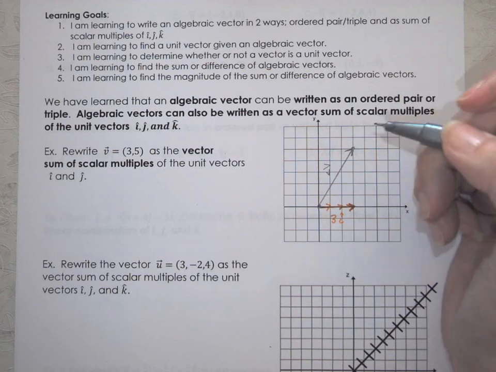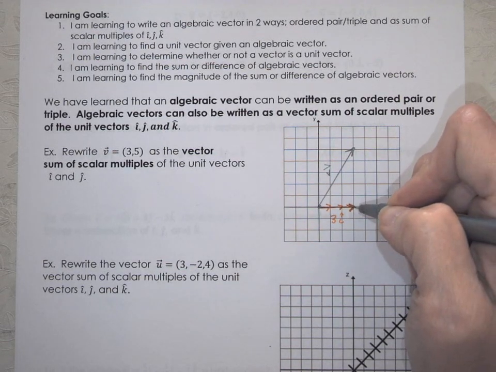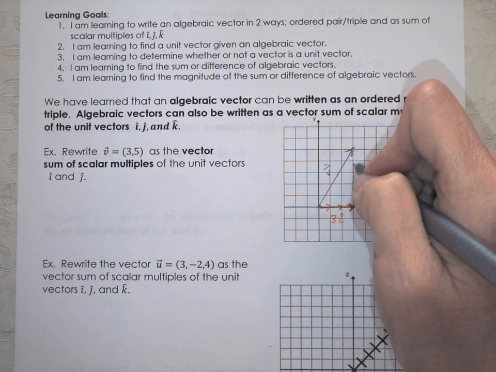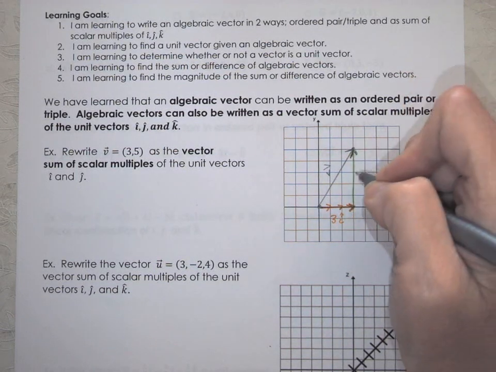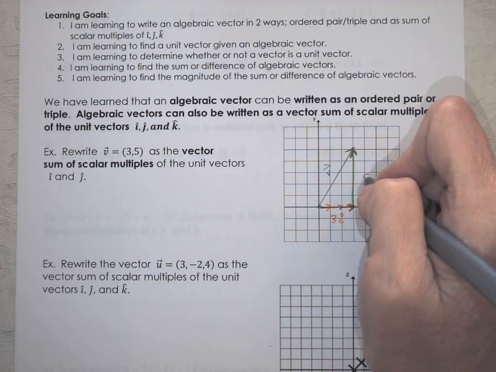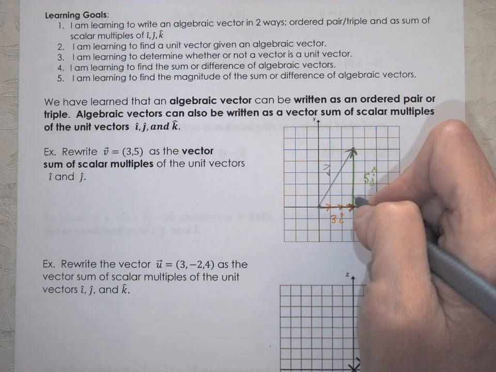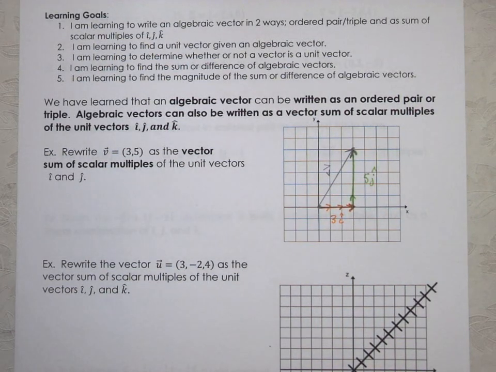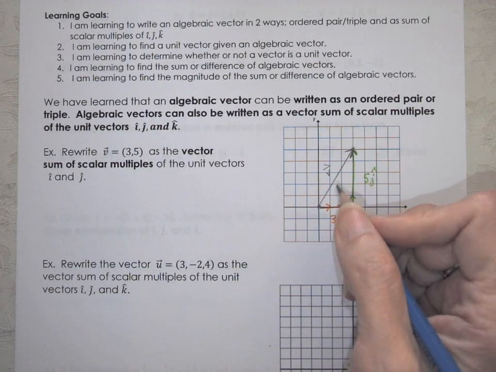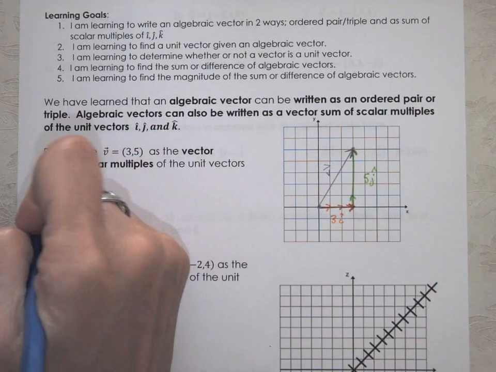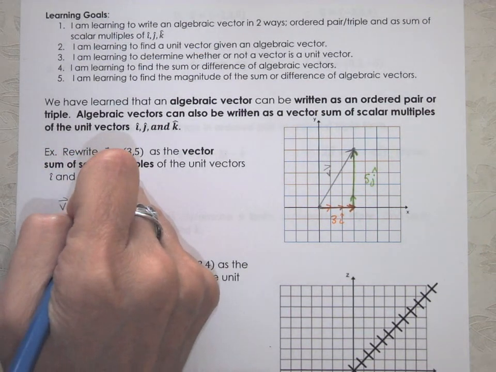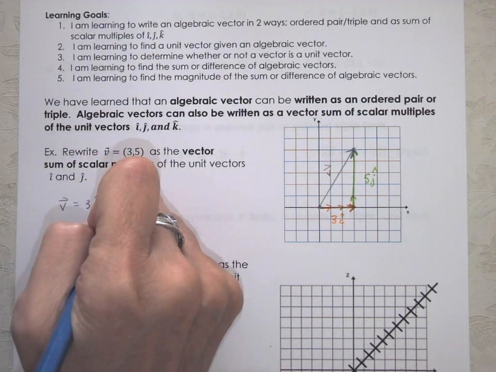And then on the tip of 3 I hat, we can add 5 j hat. So again, this would be like 1 j hat, and 5 of them make 5 j hat. So another way of writing vector v using a vector sum would be that we can say vector v is 3 I hat plus 5 j hat.